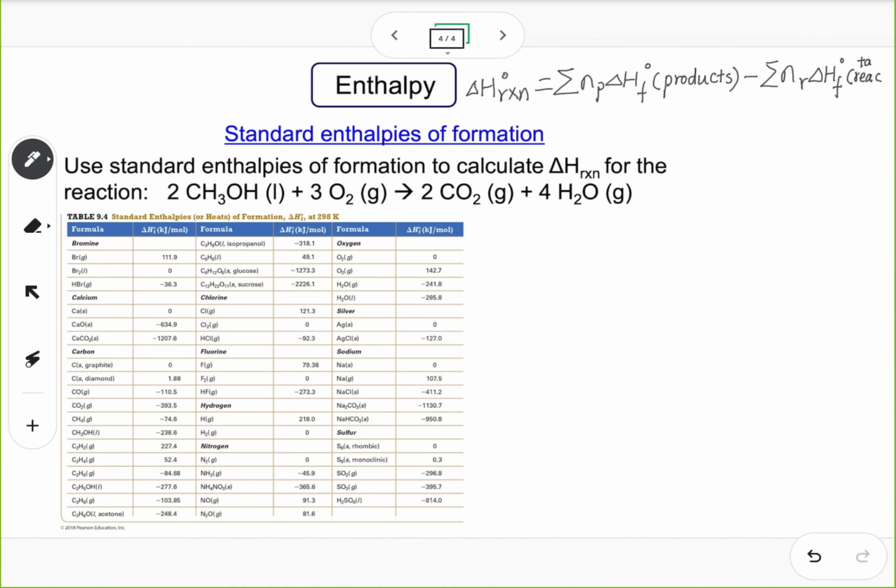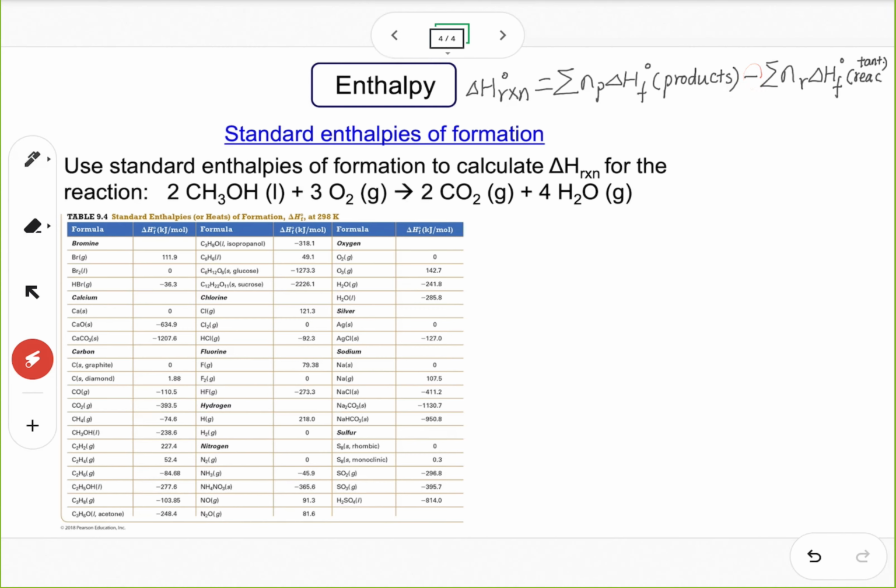I'll write it here, okay? All right, now let me explain it. Well, here the first thing is sigma. Sigma means sum, okay? So in other words, you have to consider both products when you consider this first part. NP, P represents product. N here means the coefficient of each product. Now, delta HF0 product means the standard enthalpy of formation for each product. For this case, it's going to be carbon dioxide and water.